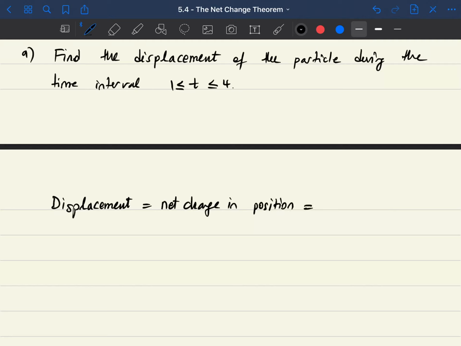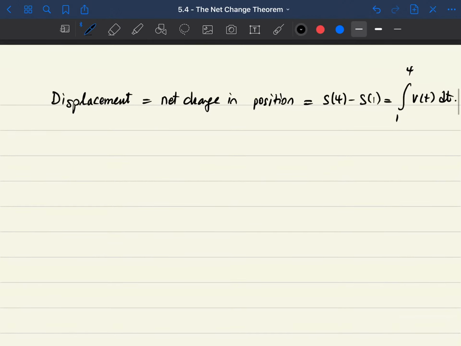So this would be, let me just say this as the position at 4 minus position at 1. But now according to our theorem, this should equal the integral from 1 to 4 of the velocity function. So it means that we need to find the integral of the velocity function from 1 to 4. So let's do that. The integral is equal to the integral from 1 to 4 of the velocity function, t squared minus t minus 6 dt.